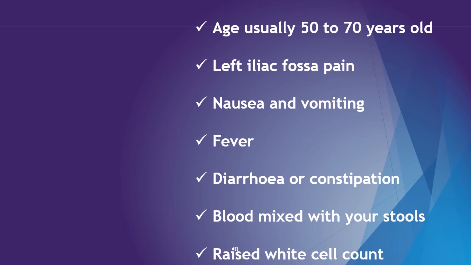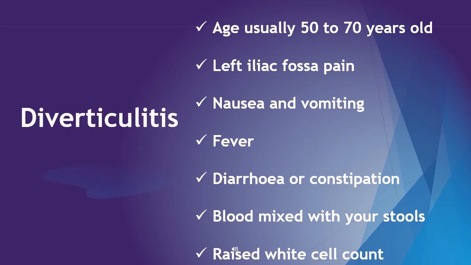Age is usually 50 to 70 years and left iliac fossa pain, nausea, vomiting, fever, diarrhea or constipation, both can be there, and blood mixed with your stool and raised white cell count. So if there is fever and raised white cell count, blood mixed with your stools, it signals that an inflammatory process is associated with the bowels. So we can think it's a case of diverticulitis. So these are the main differentials for abdominal pain which are frequently questioned in exams like PLAB.